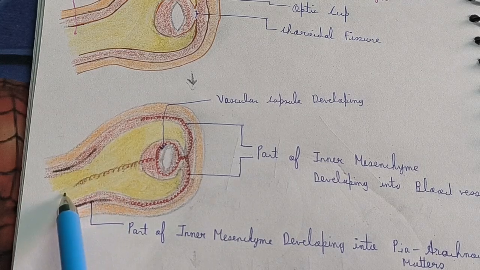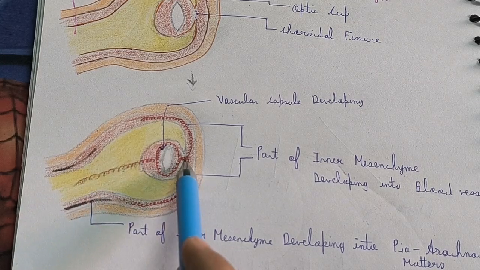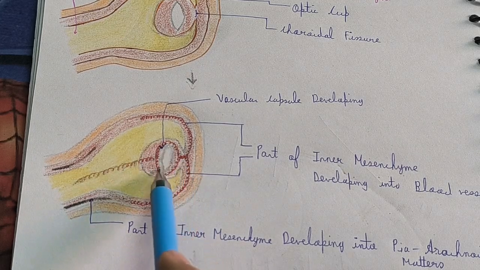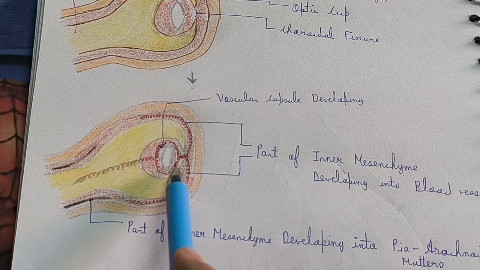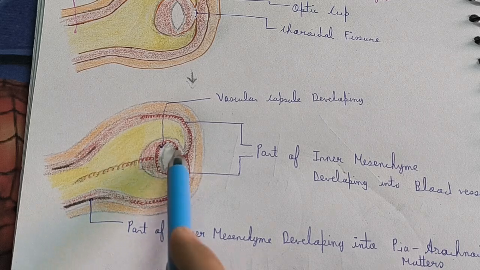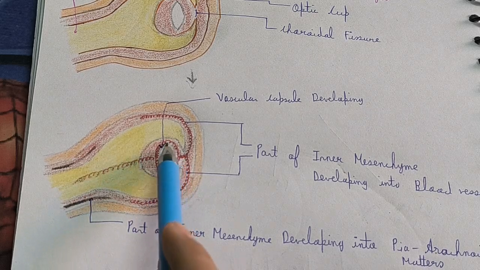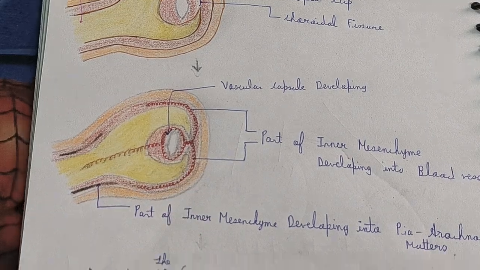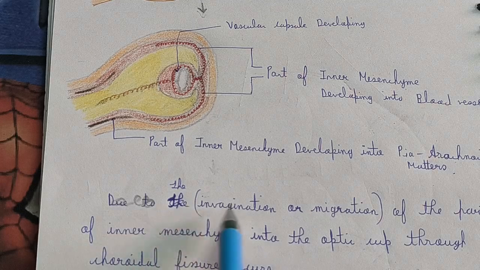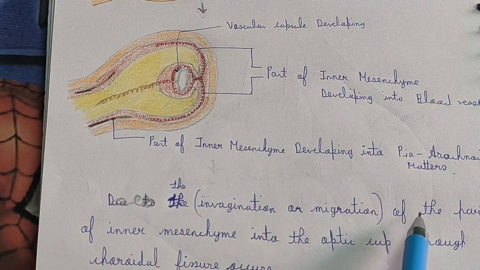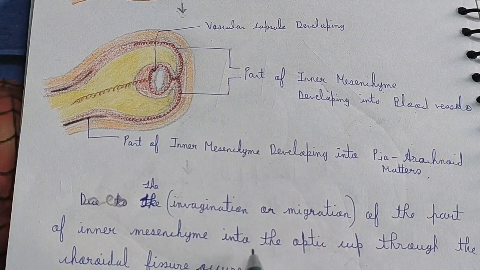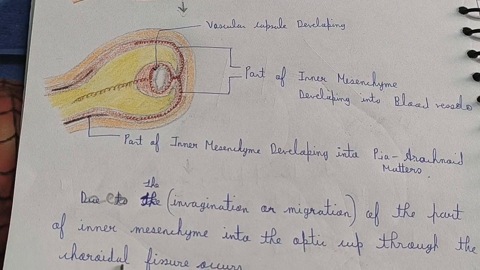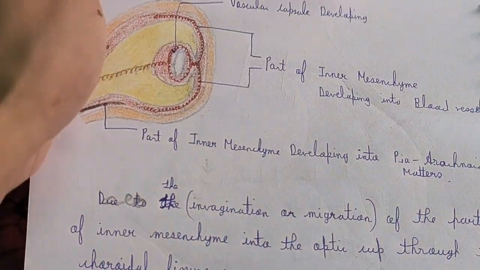As you know, this is the optic stalk, optic cup, and through this choroidal fissure you can also notice that, while going through, this part of inner mesenchyme forms a capsule around this lens vesicle. So I've written that this is the migration of the part of the inner mesenchyme into the optic cup occurring through the choroidal fissure.